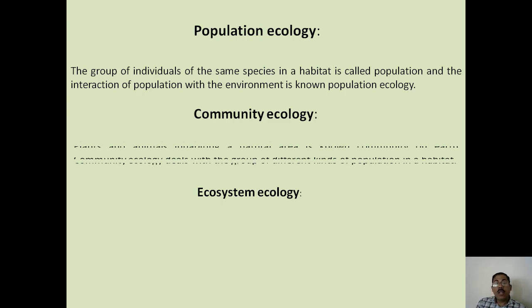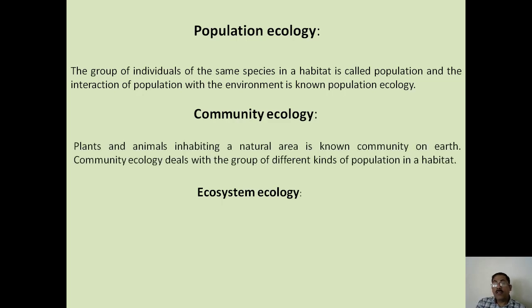Second, community ecology, and the meaning of community. Community means different groups of species. For example, the plants and animals inhabiting a natural area on earth are known as a community. So plants and animals are two different communities. The relationship of these communities with their environment is known as community ecology. Community ecology deals with the groups of different kinds of populations in a habitat.